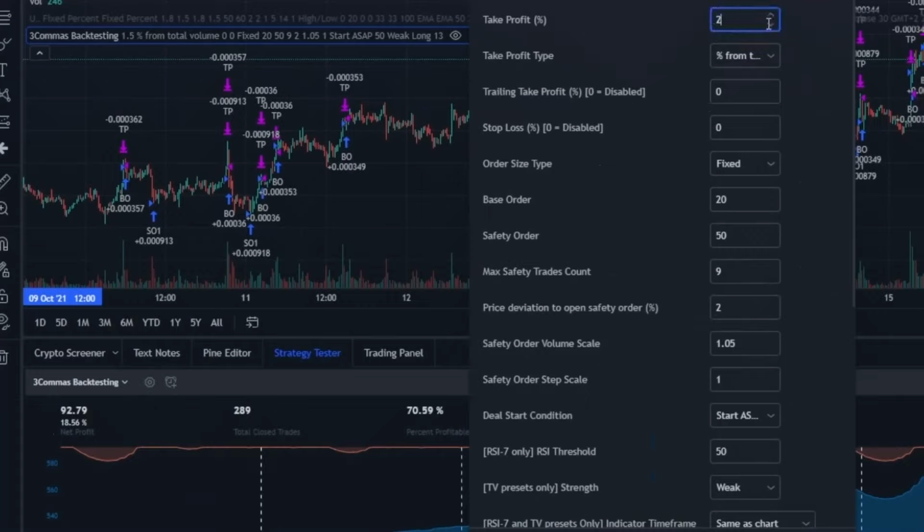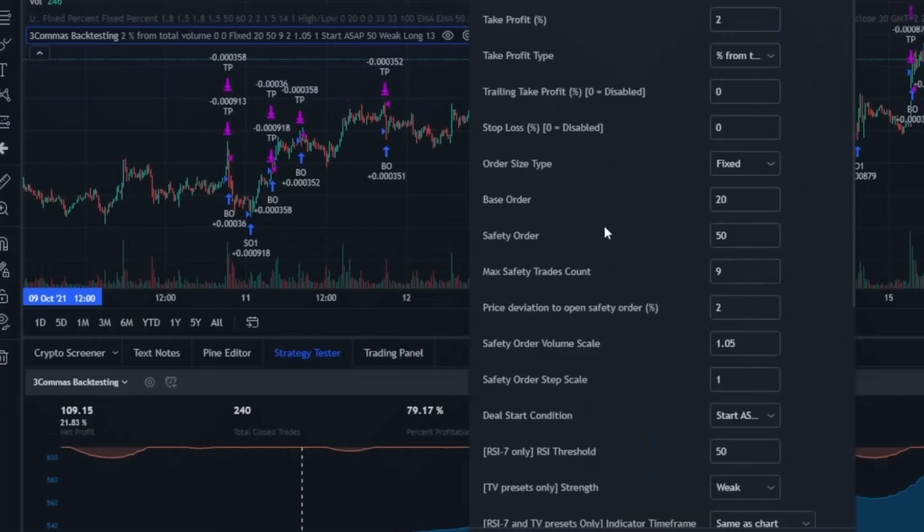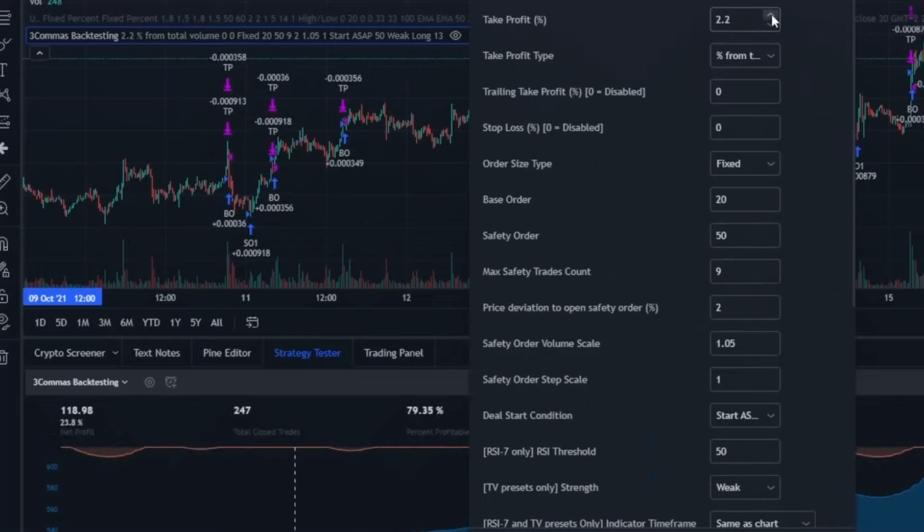Let's try maybe even a 2% to see whether that gives us a better result. Okay, that gives us a net profit of 21%, so maybe 2 would even be better. Let's continue increasing that.